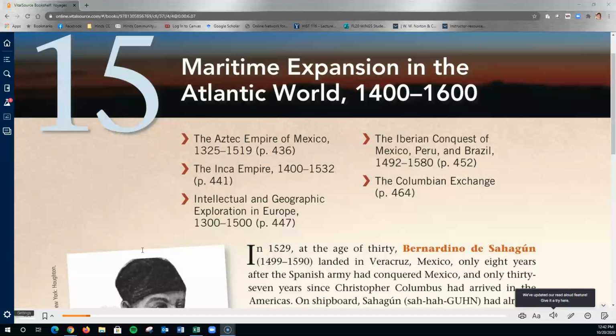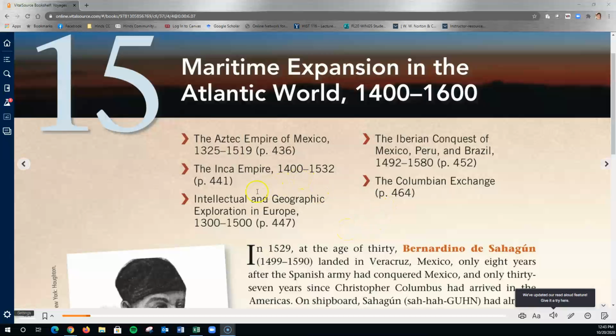This chapter, chapter 15, as you can read for yourselves, is about maritime expansion in the Atlantic world. And from the breakdown here, you can tell where we're going. This is about the Spanish and the Portuguese arrival in the New World, and what sometimes is called the Age of Exploration. So you'll take a look at the Aztec Empire of Mexico and the Inca, and what they were like before the Europeans arrived.